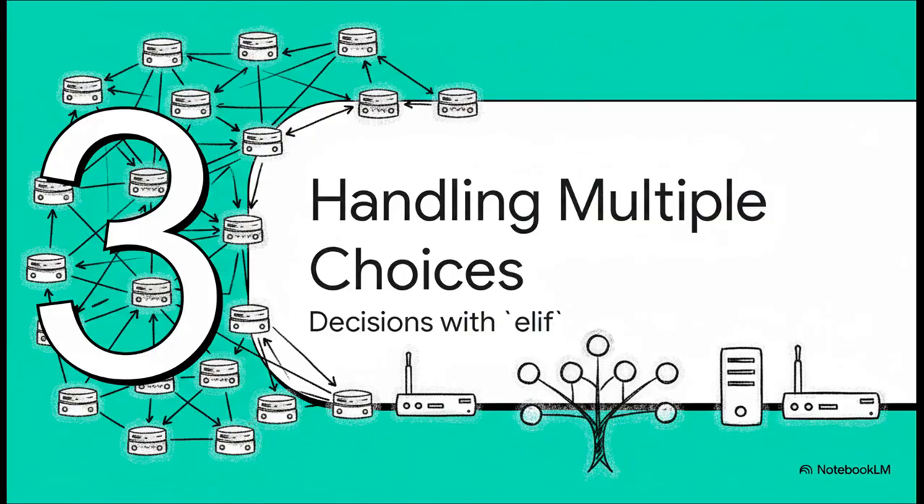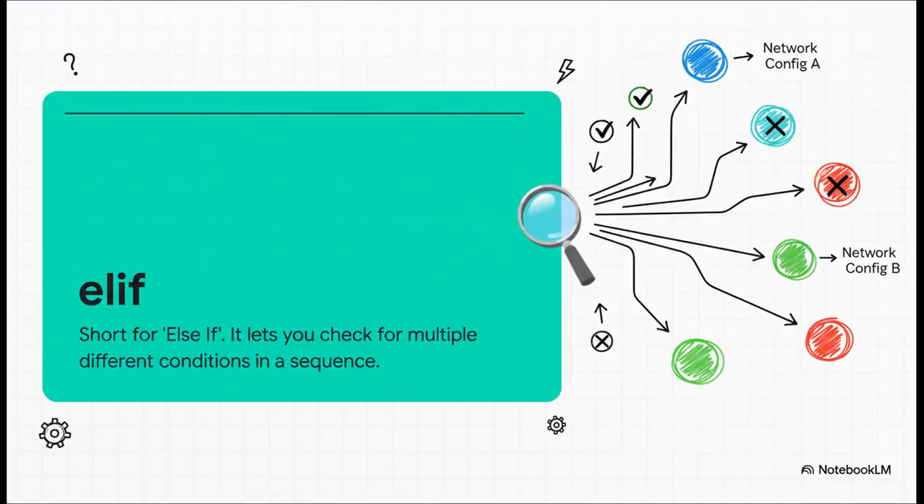Almost never, right? You've got multiple vendors, multiple models, multiple situations. So what happens when you need to handle more than just two possibilities? And that's where its awesome cousin, elif, comes into play. It literally stands for else if, and it lets you chain questions together. The script will ask the first if question. If that's false, it moves on to the first elif. If that's false, it moves to the next elif and so on, until it finds a condition that's true.